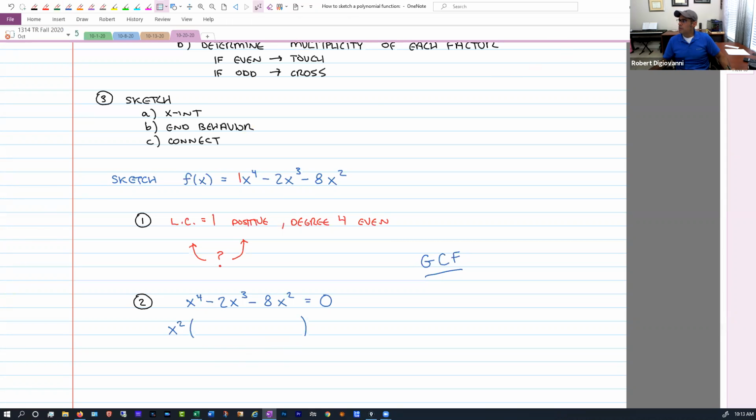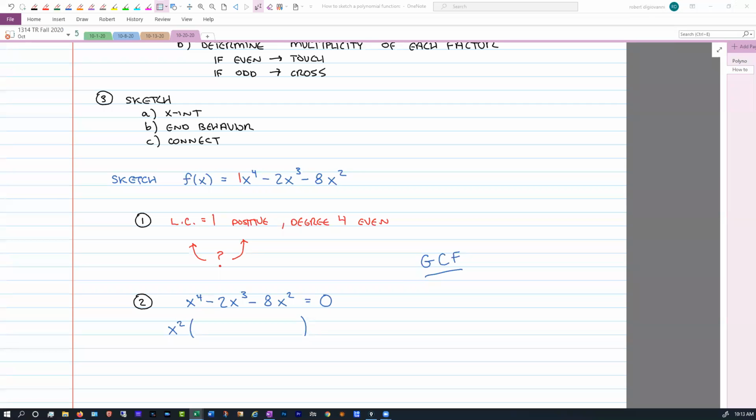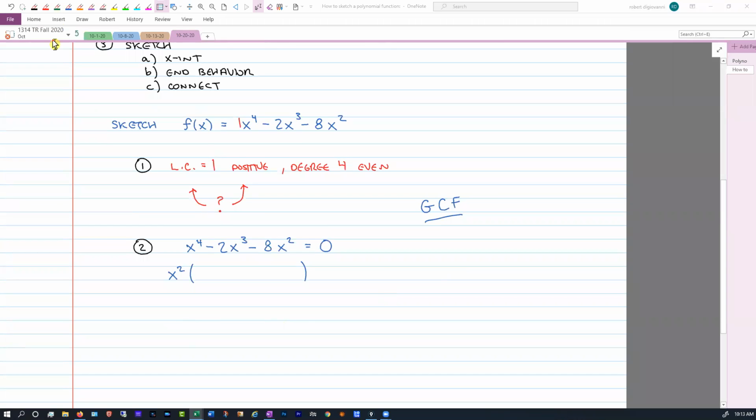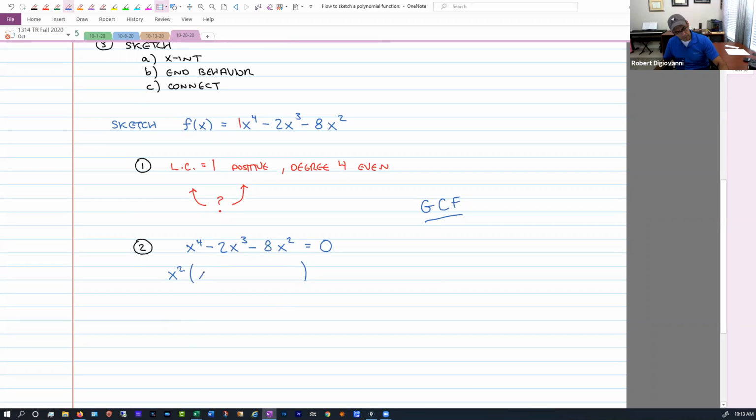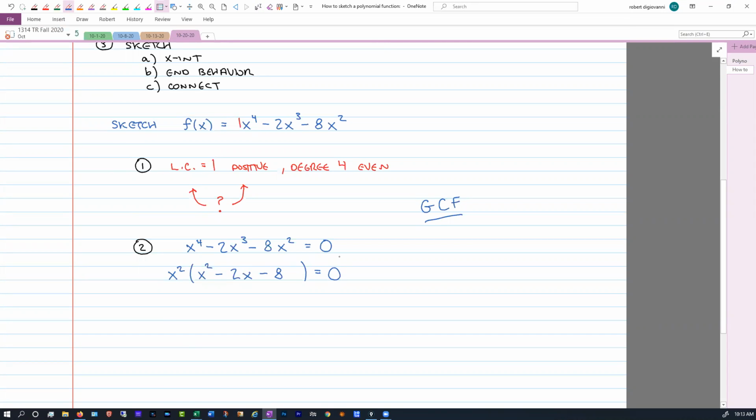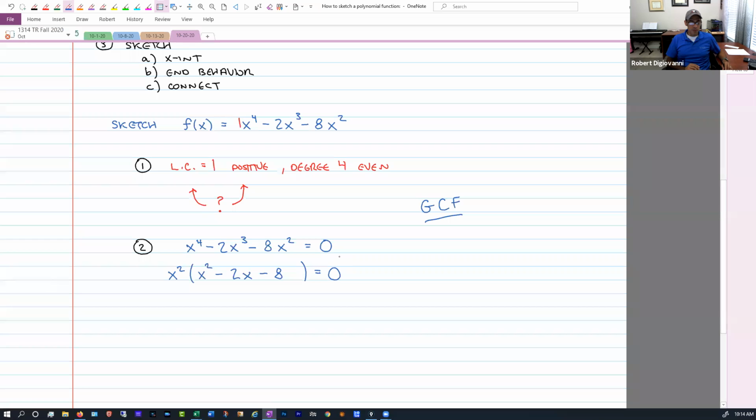Lauren, are you around? Yes. Lauren, with this GCF, I pulled out an x squared. Can you tell me what would go in here? Yes. So the first one would be x squared again, and then minus 2x, and then minus 8. Good job. Okay, good. Equals 0. So we have factored, right?